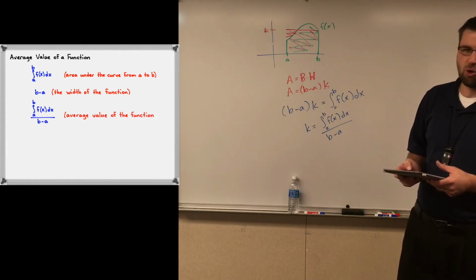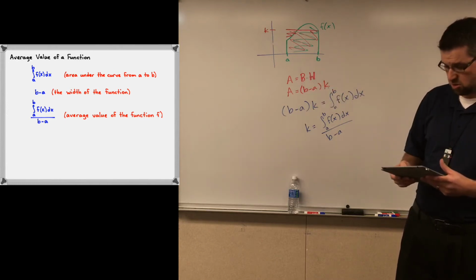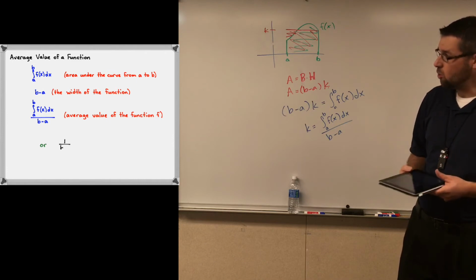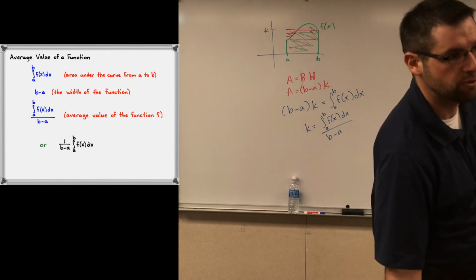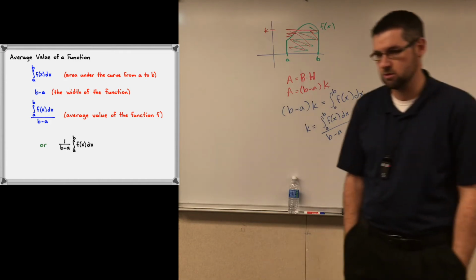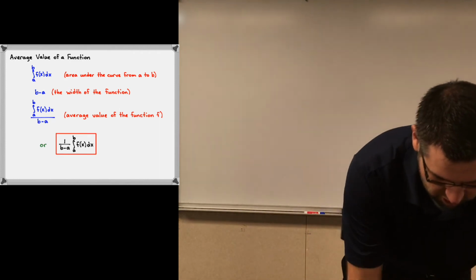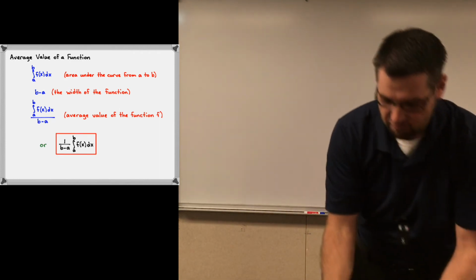Now we don't normally write it like this, even though this helps us understand it a little bit more. We write it like this: 1 over b minus a times the integral of f of x dx. Write that down if you haven't already. That's important. Okay. So that's the average value function.